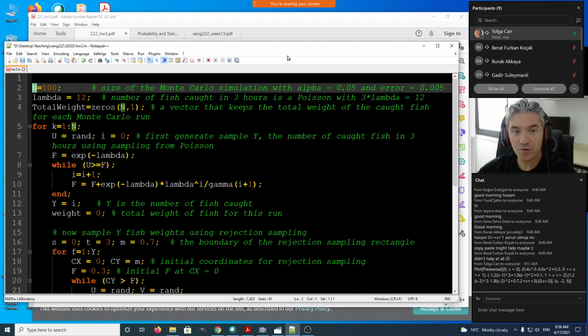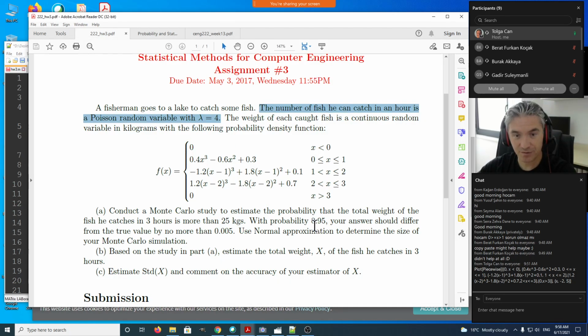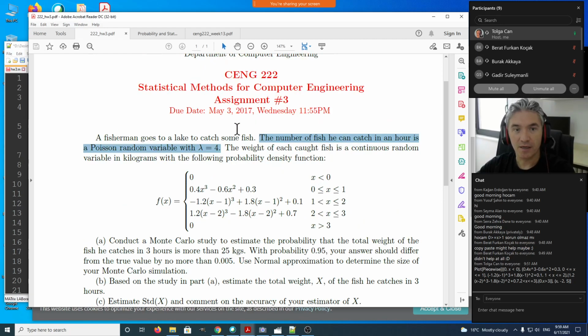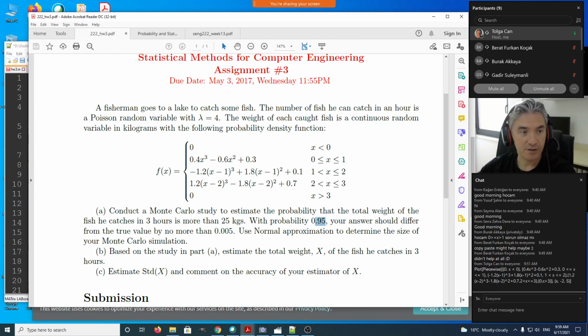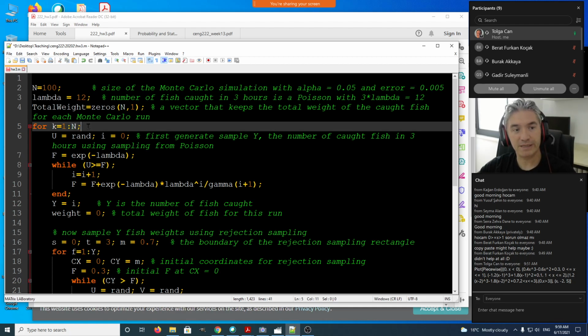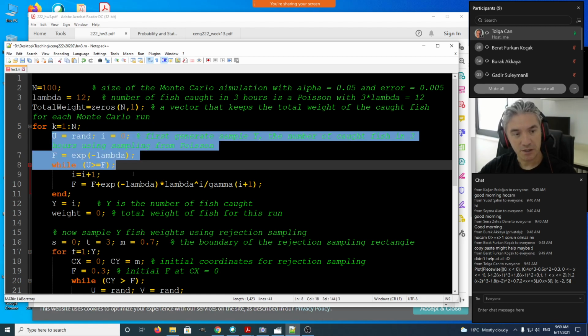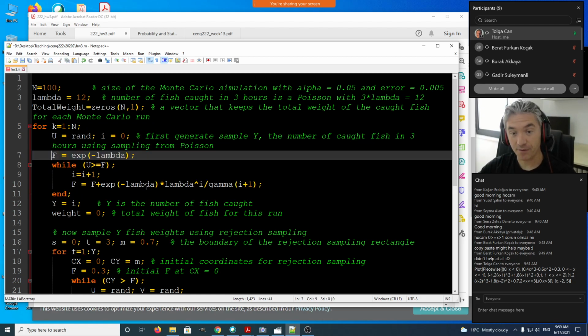38,000 times. This count is needed in order to estimate the final probability that we want to compute, the probability that the total weight is greater than 25 kilograms, with 0.95 confidence within 0.005 of the actual probability, which we don't know. We don't know the actual probability, so we'll be estimating it. But if you run this at least 38,416 times, you will be within that margin with this confidence. So the way we do that is we have our main loop that tells us how many Monte Carlo simulations we run. We first generate the number of fish caught by sampling from the Poisson distribution.